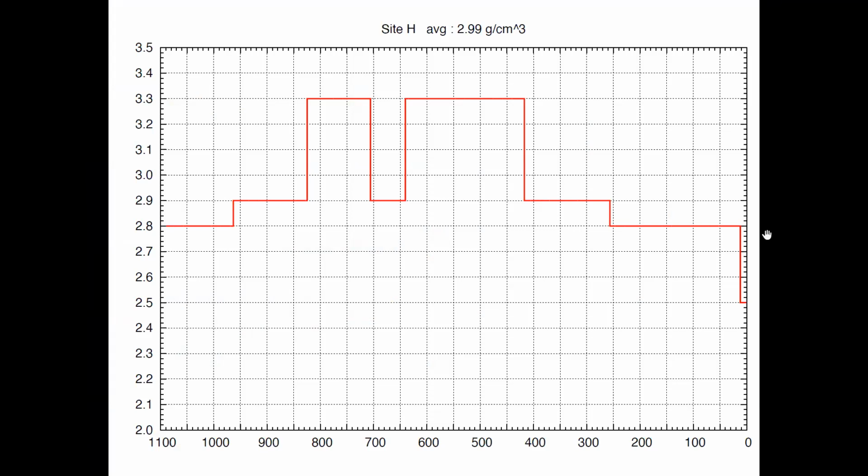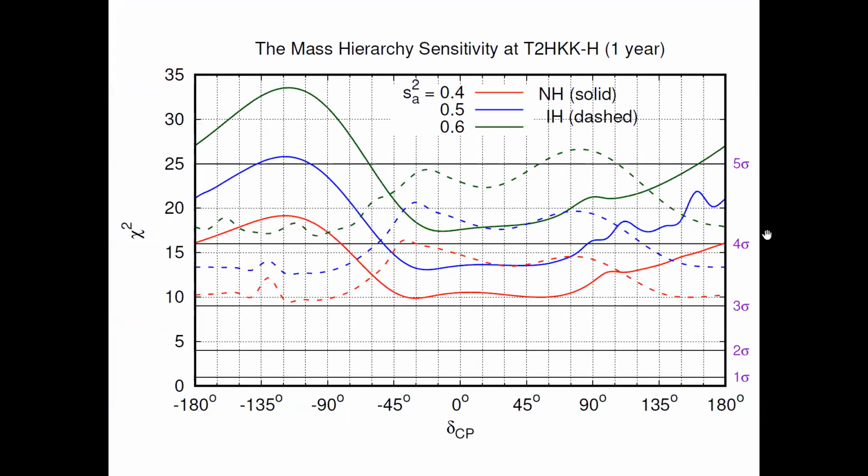So actually, none of them are published because these projects were not really started. But because we got a request, we studied the sensitivity of this possibility that a second Hyper-Kamiokande may be placed in this place. What can we learn? And this is, I think it was 1 year. Sorry, I cannot see. Yes, I think it is 1 year.